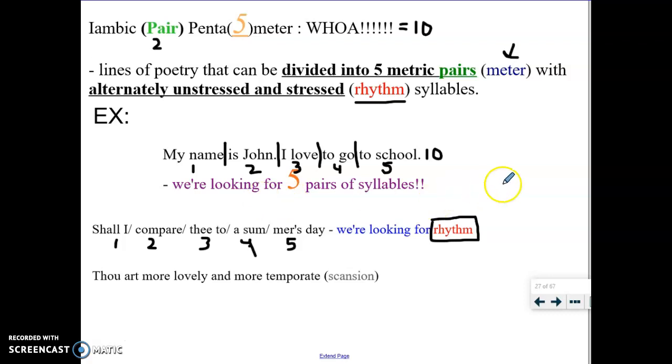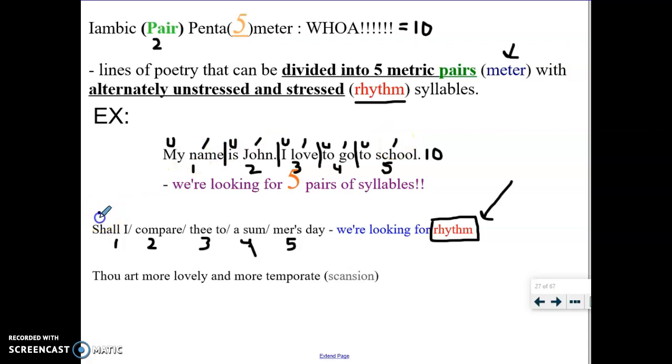But here's what we want to know. Shakespeare uses a very specific rhythm. His rhythm in iambic pentameter is always going to be an unstressed syllable followed by a stressed syllable. So when we look at my name is John, I love to go to school, this is the unstressed syllable, so I'm going to use a U, and this is the stressed syllable, so I'm going to use that backslash. I call it the backslash karate chop. Each pair, each iamb, follows this same rhythm. So the pattern of rhythm in a Shakespearean sonnet using iambic pentameter is unstressed, stressed, unstressed, stressed, unstressed, stressed, unstressed, stressed, unstressed, stressed.